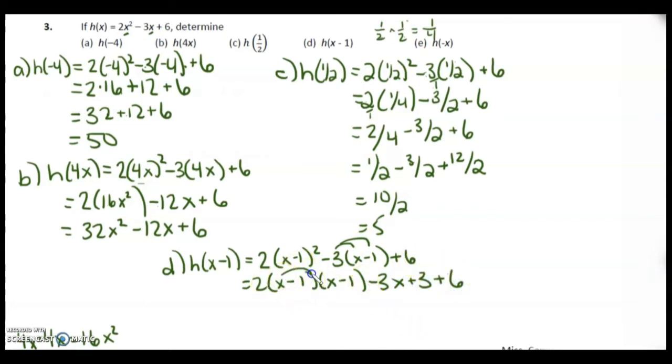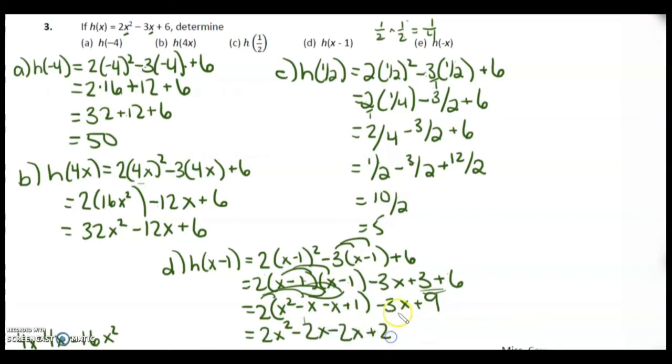So when we expand these two brackets, we can't just square each term, we have to actually FOIL it. So x times x, x times negative 1, negative 1 times x, negative 1 times negative 1. Okay, we can simplify this if you want, plus 9. Okay, now we distribute this 2 into the bracket. So we get 2x squared minus 2x minus 2x plus 2. We bring down the negative 3x, we bring down the 9.